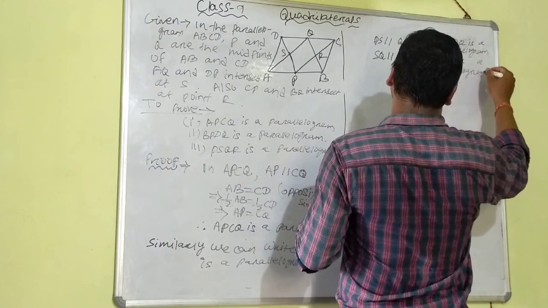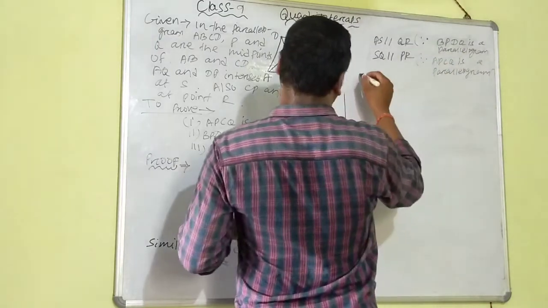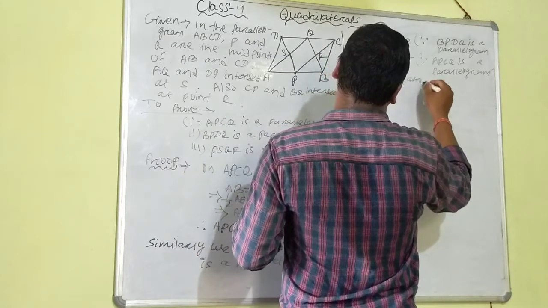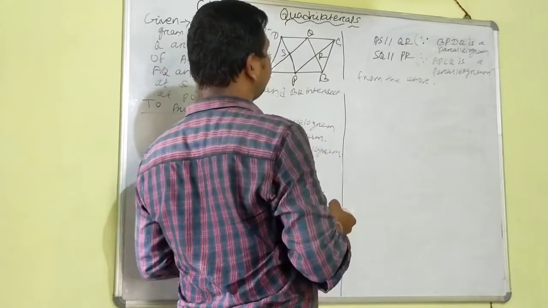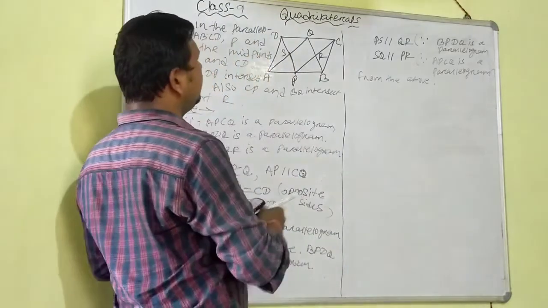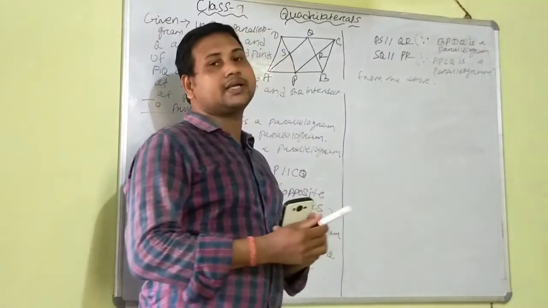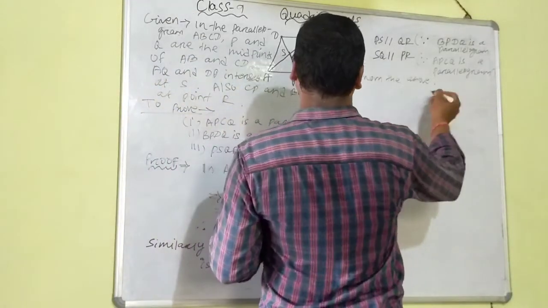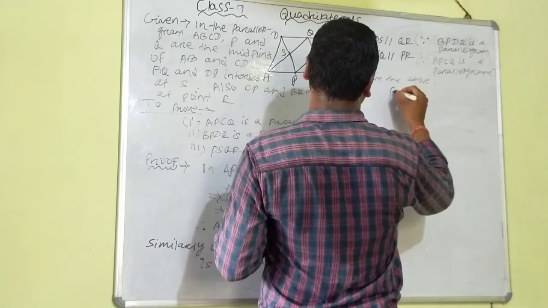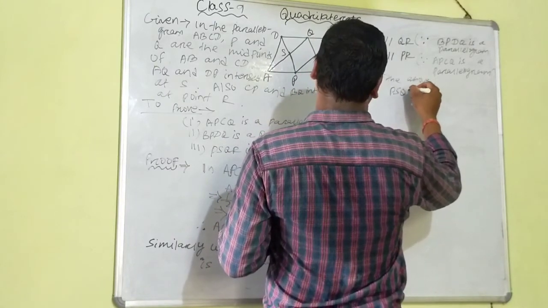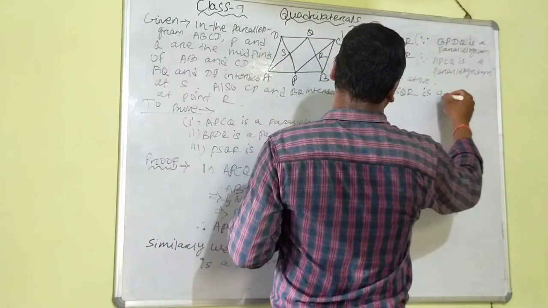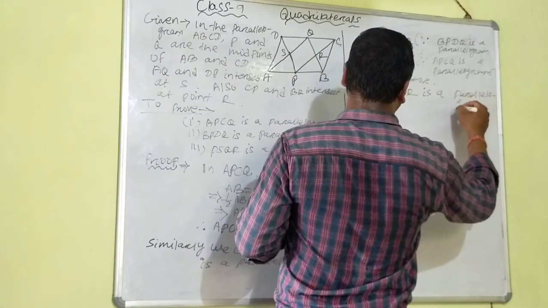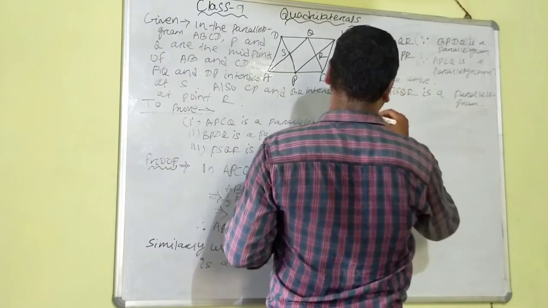Okay, so from the above we know PS parallel to QR and SQ parallel to PR, means the quadrilateral whose opposite sides are parallel is a parallelogram. So from the above we can write PSQR is a parallelogram. Hence proved.